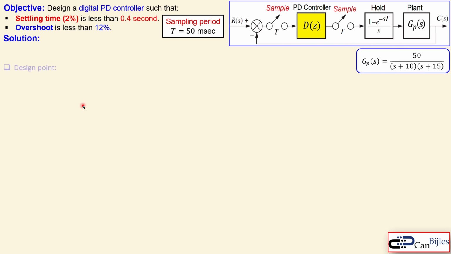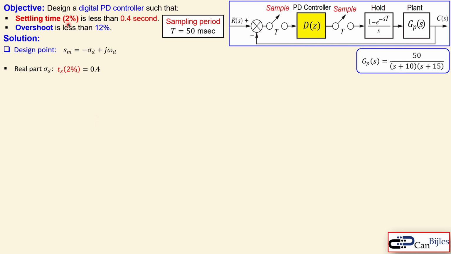So let's look at it step by step. We start first with the design point in the S domain. That is given by the real and imaginary value in the S plane, which are the sigma d and the omega d. Now from the specifications, first with the settling time, we can determine how to use this settling time for the real value sigma d.